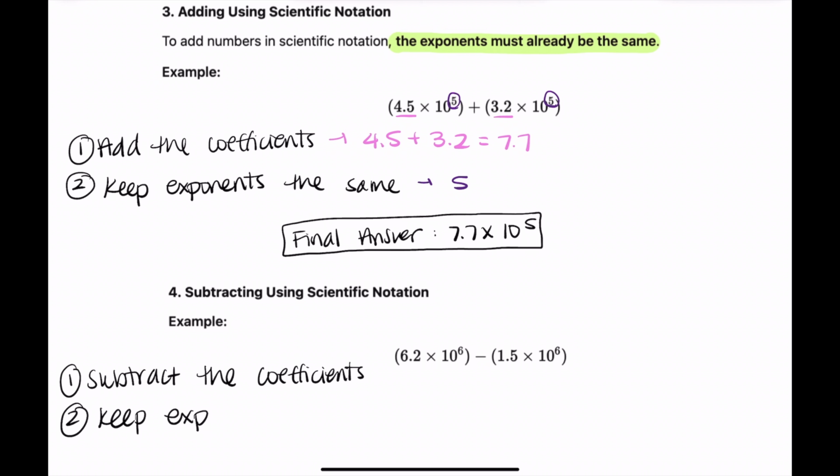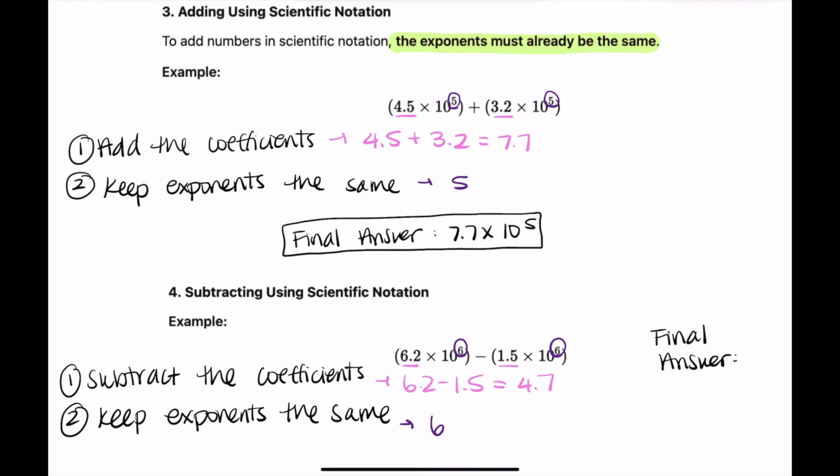So here we have 6.2 times 10 to the 6th minus 1.5 times 10 to the 6th. Our coefficients here are 6.2 and 1.5. We're going to go ahead and subtract them. 6.2 minus 1.5 gives us 4.7. And then our exponents here are 6, so that's just going to stay the same. And that will make our final answer 4.7 times 10 to the 6th.